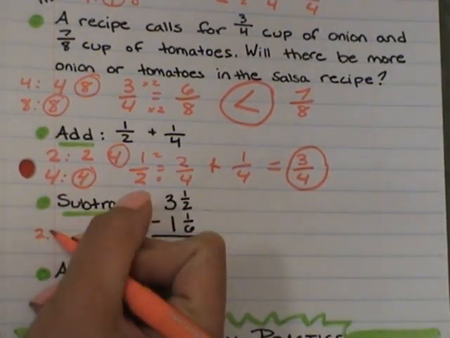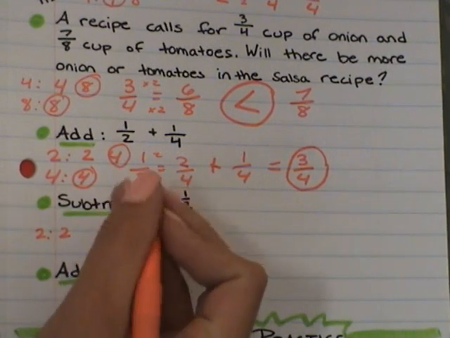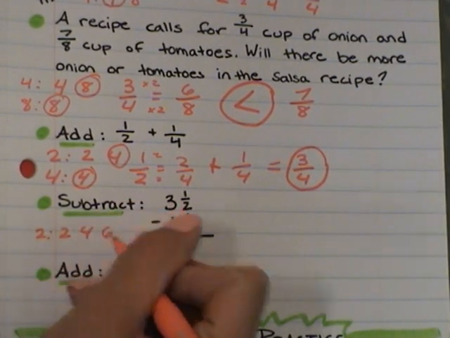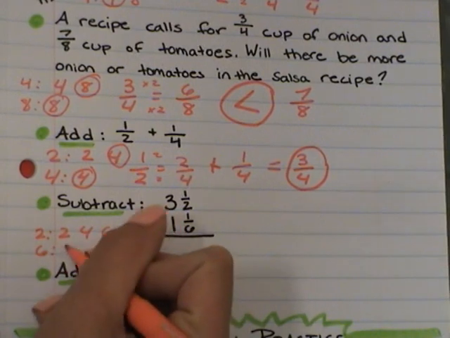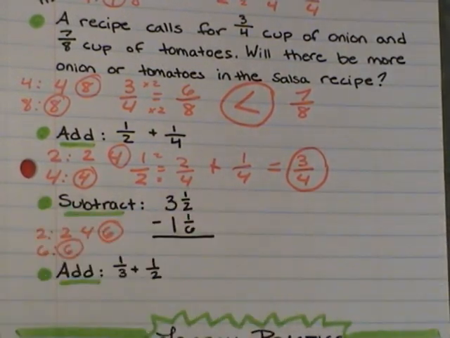LCM: 2 times 1 is 2. 2 times 2 is 4. 2 times 3 is 6. And if I have a 6, 6 times 1 is 6. So we know that our denominator is going to be 6. So I'm going to come over here. Now I do not change the whole number at all. I don't even touch it because that is already saying that we have 3 as a whole number. So we're really just changing that denominator.